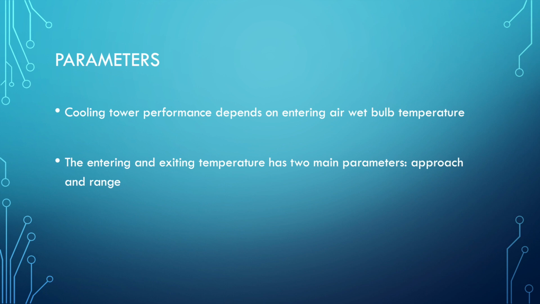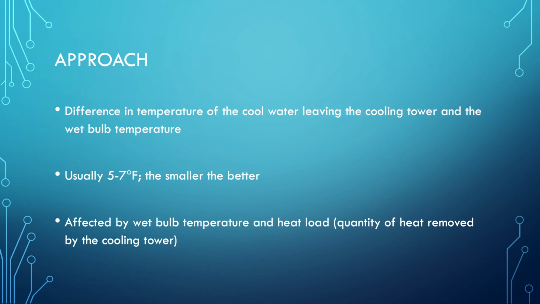Moving on, I want to talk about the approach and the range, which are two main parameters of cooling towers in addition to the wet bulb temperature. The approach is the difference in temperature of the cool water leaving the tower and the wet bulb temperature. It's usually about 5 to 7 degrees Fahrenheit. You want a smaller amount, that's better.